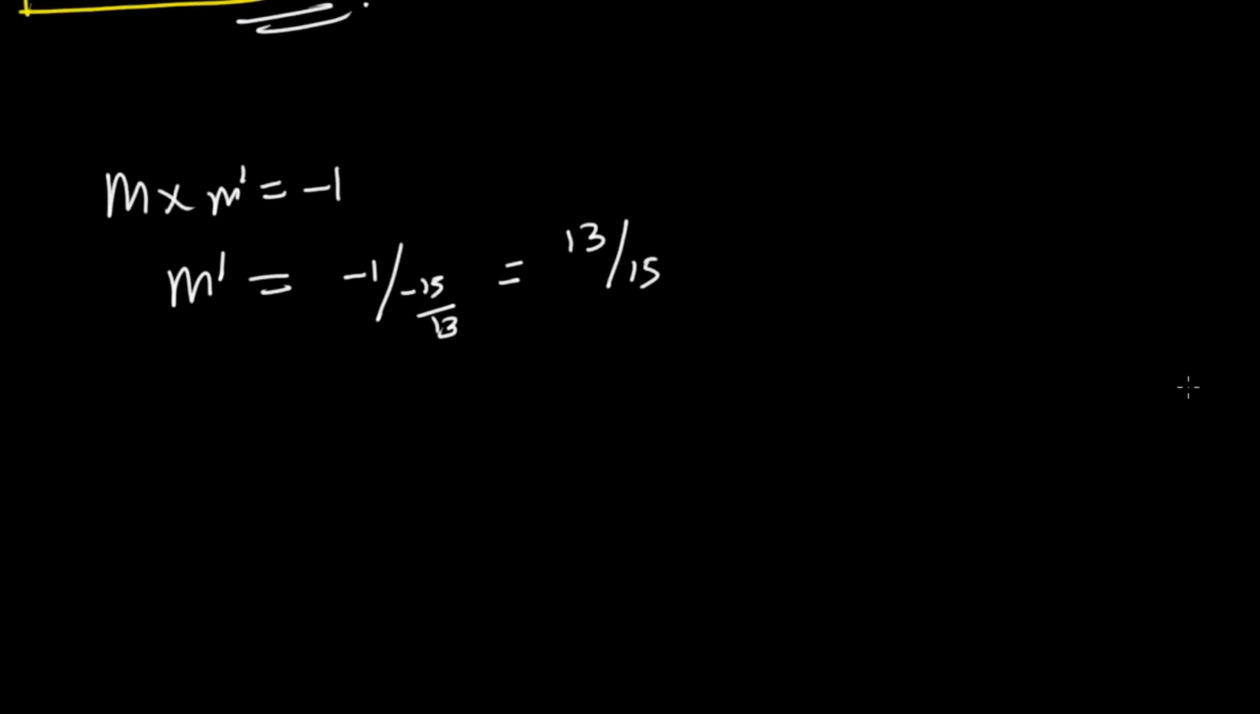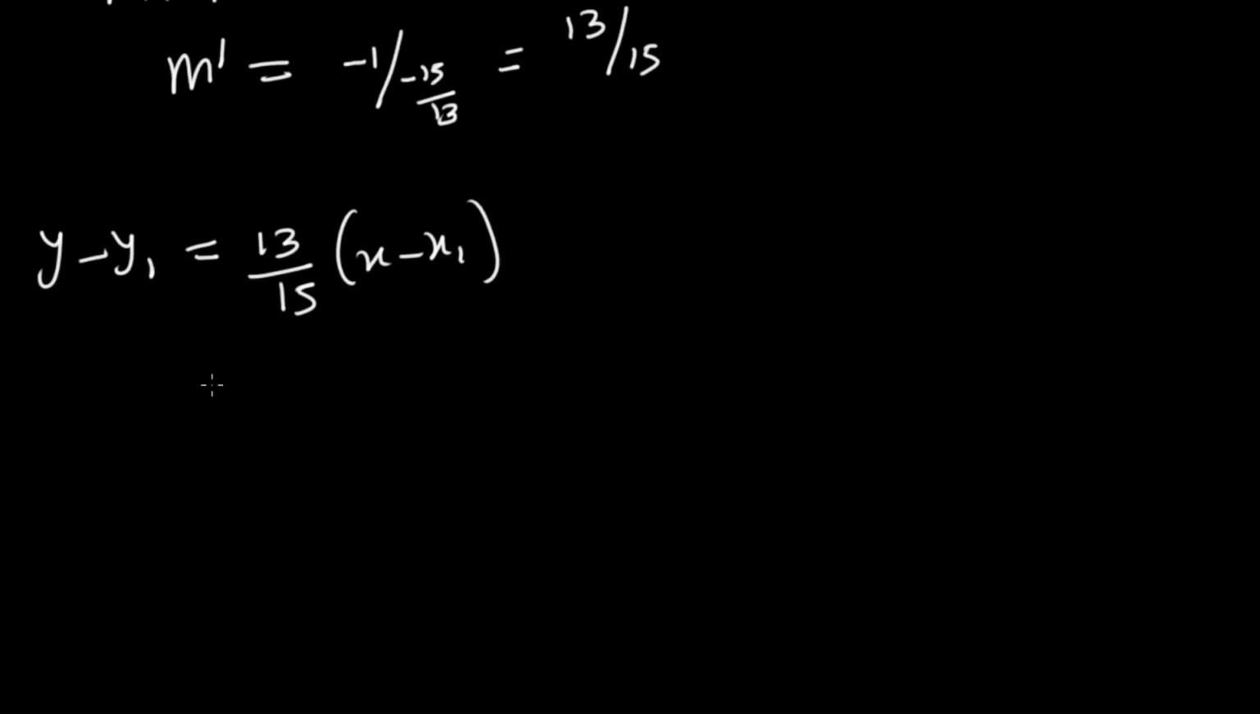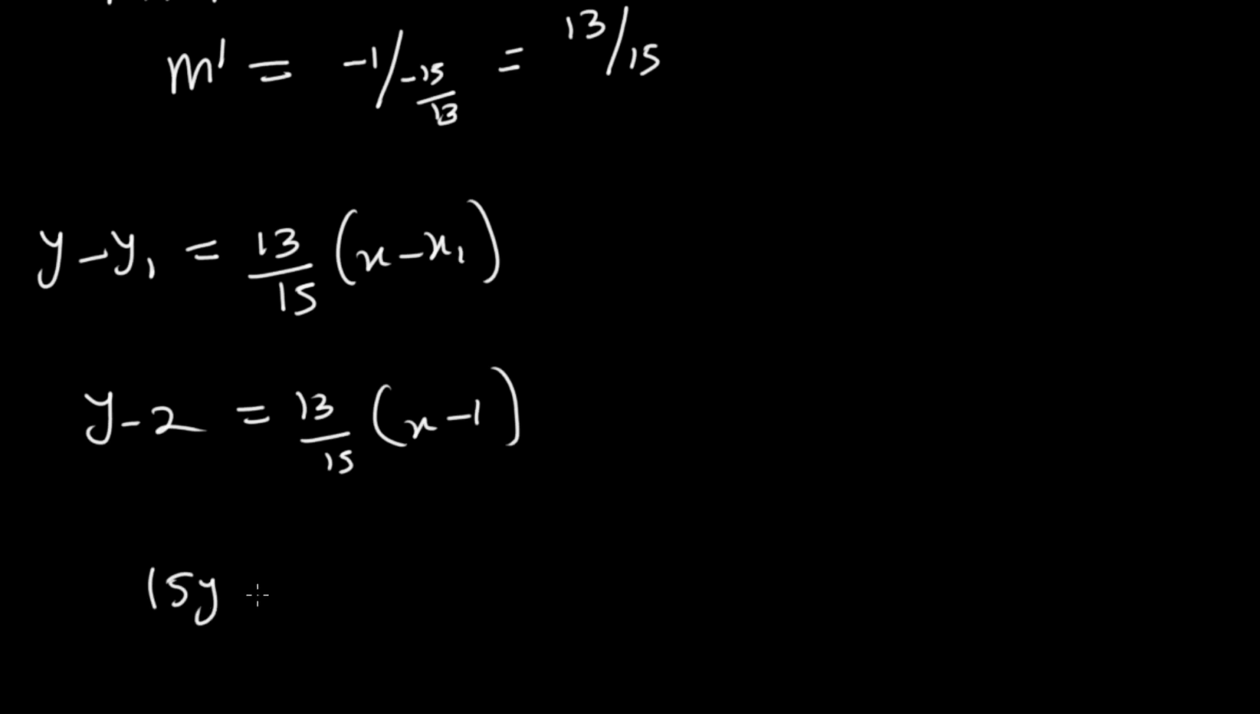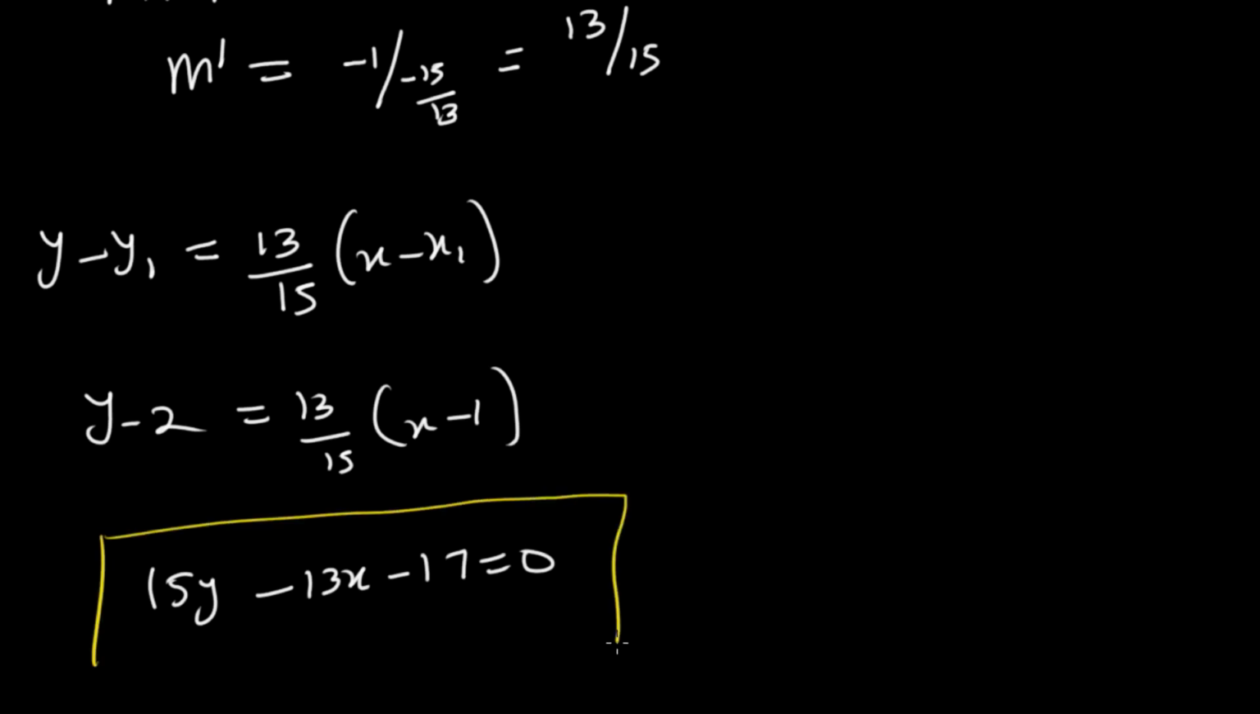So again, I can use the formula y minus y1 equal to m times x minus x1, in this case m is now 13 over 15. And substituting x to be equal to 1 and y to be equal to 2, I'm going to have y minus 2 equal to 13 over 15 times x minus 1. And lastly, I have the equation of the normal to be equal to 15y minus 13x minus 17 equal to 0. And this gives me the equation of the normal.